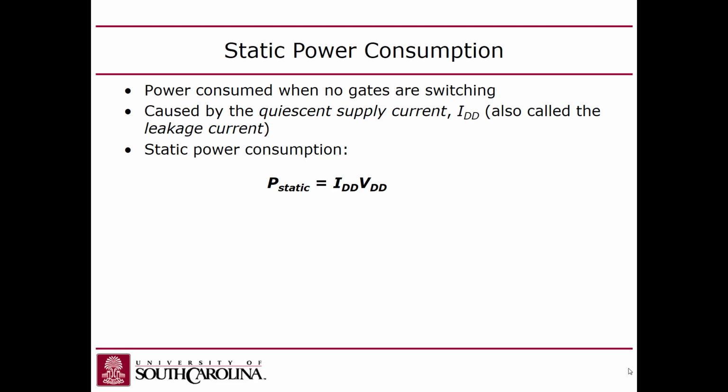Even if you have one side turned off, right? You may have the PMOSs turned off, and the NMOSs are turned on. But what does it mean to be turned off? Does it completely disconnect them?